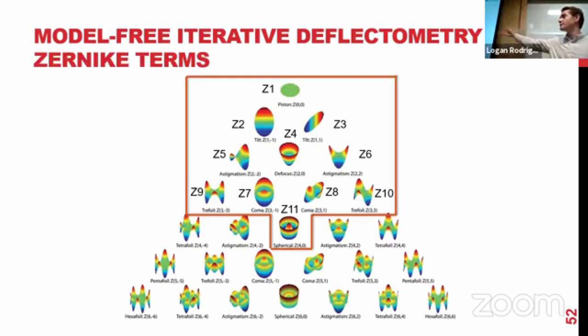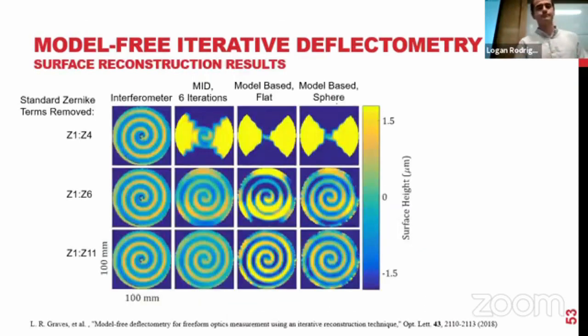We fit the first 1 through 11 terms. Those are shown here, highlighting what that surface shape looks like, for the interferometric map, the mid reconstruction, the traditional flat base reconstruction, and the traditional spherical base reconstruction. And then we start removing these Zernike terms one by one to look at what's remaining. How accurate is it at improving these low order shapes? So here's what we end up with.